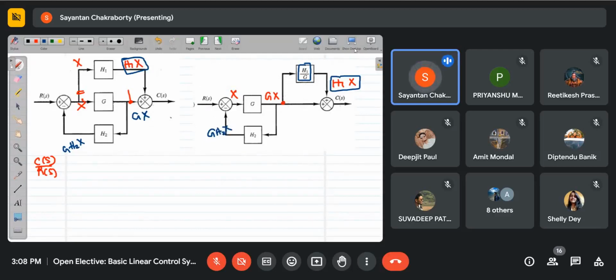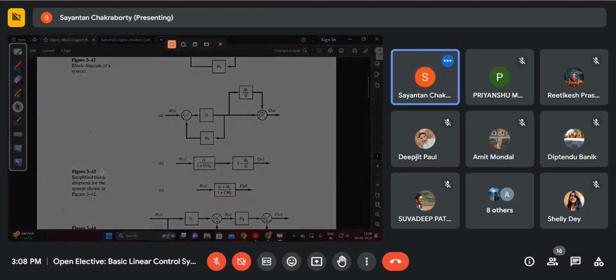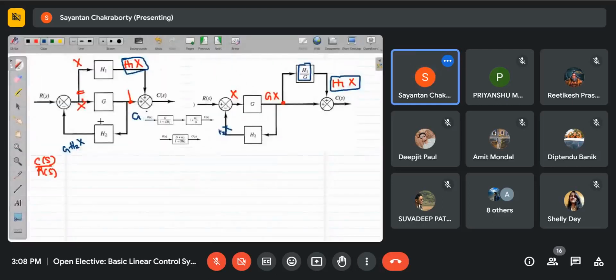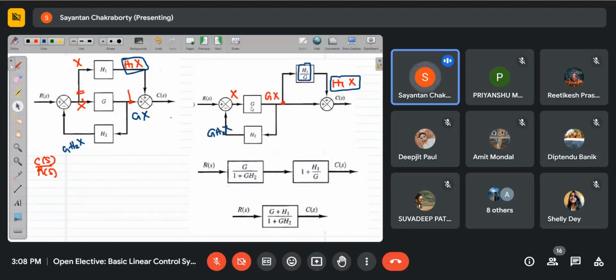So finally the reduced block diagram will look like this. For this block, it is g by 1 plus gh2, the standard feedback form, and this is the feed forward form, so it is 1 plus h1 by g. Now, since they are already cascaded, the final transfer function will be given by (g plus h1) by (1 plus gh2).